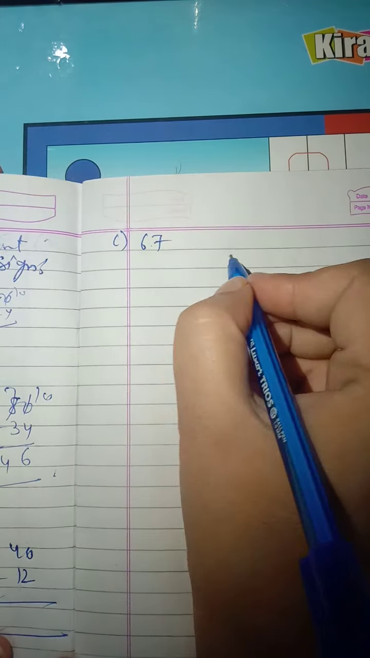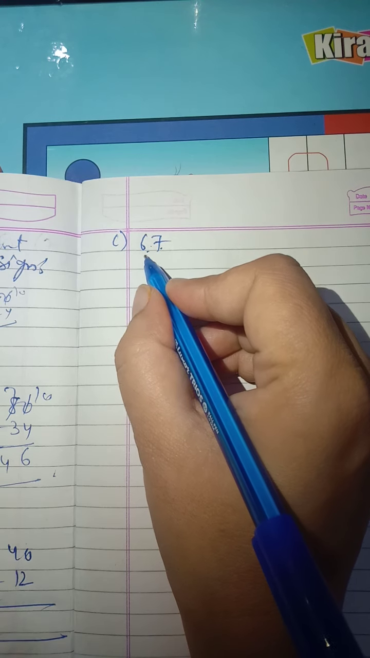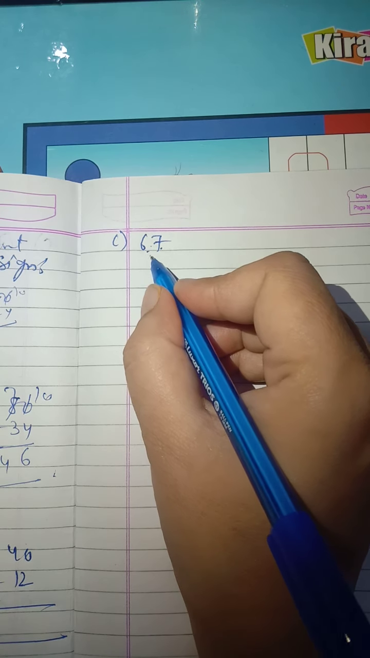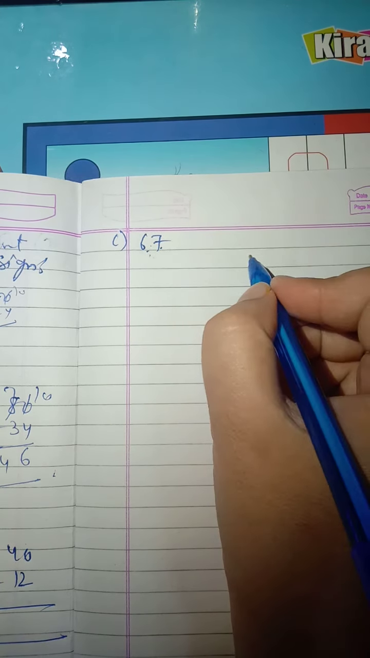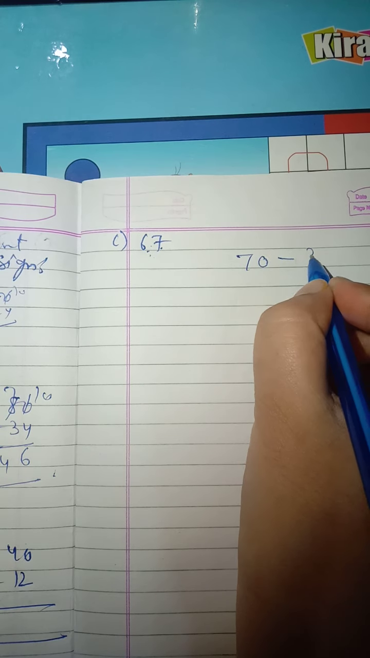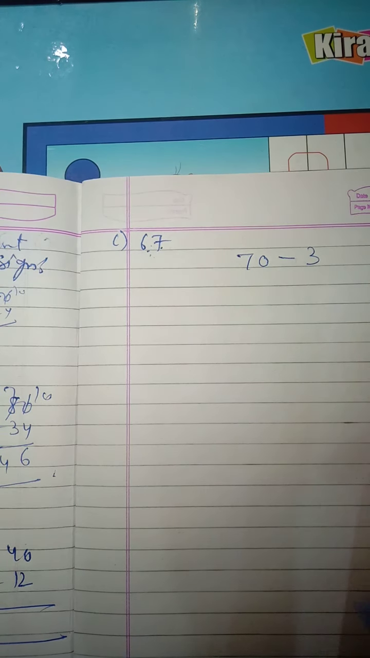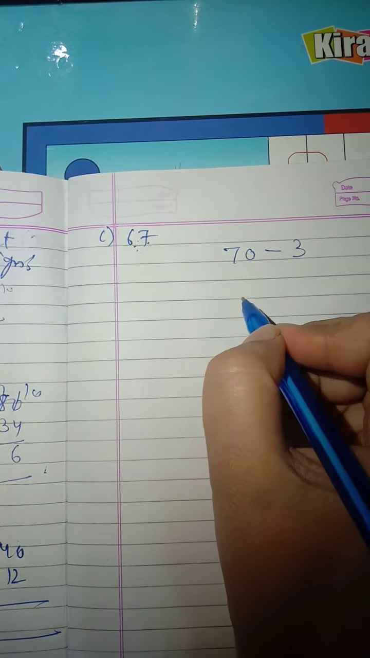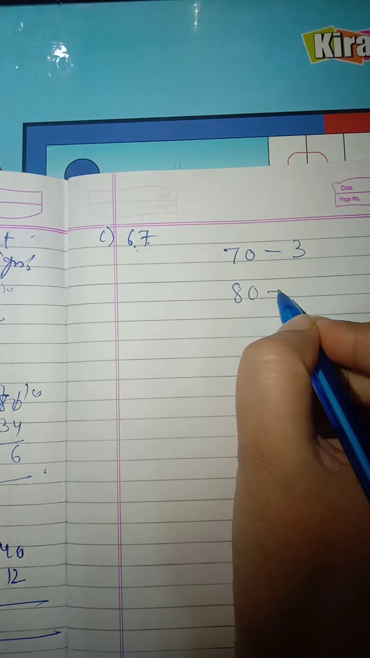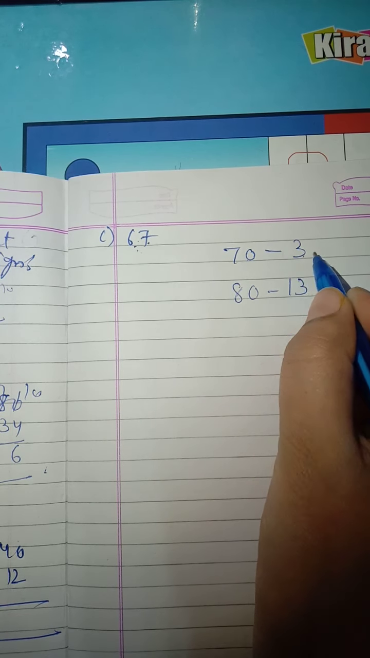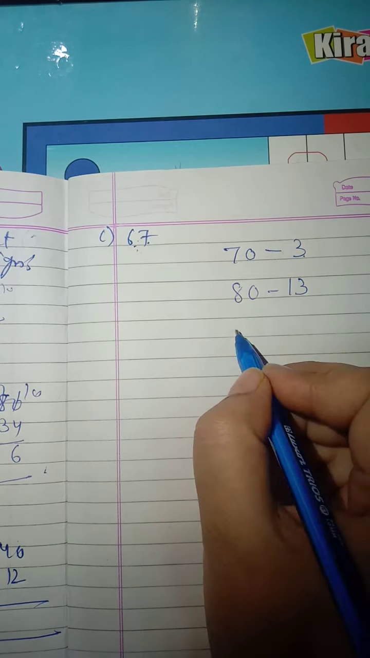Now the last part, 67. So I'm not going to take the number in 60s. I'm going to take the number in 70s. So 70 minus 3 is 67. You can check it. Then increase it by 10. 80 minus 13. Here also add 3 plus 10 is 13.